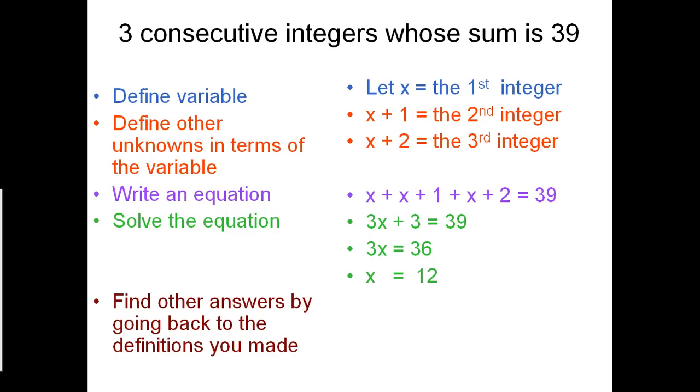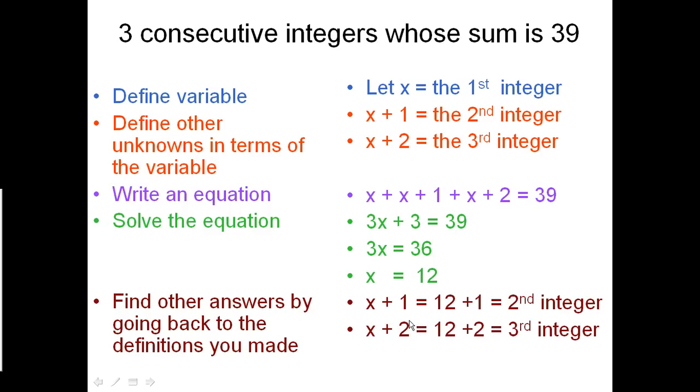Now we're going to go back and find the other answers, and I do that by x plus 1. If you remember back here, x plus 1 is equal to the second integer. So x plus 1 is equal to 12 plus 1, and that's equal to the second integer. So the second integer is 13 here. I didn't put that down, but it's 13. And x plus 2, going back here, is equal to 12 plus 2, or 14. And so the third integer is 14. Okay, so that's the three consecutive integer problems.